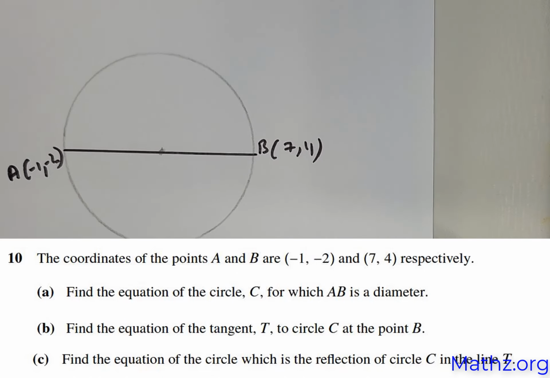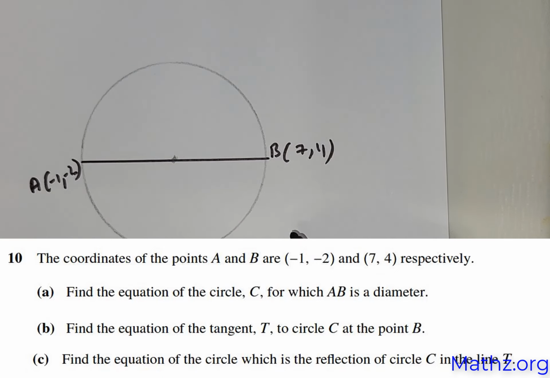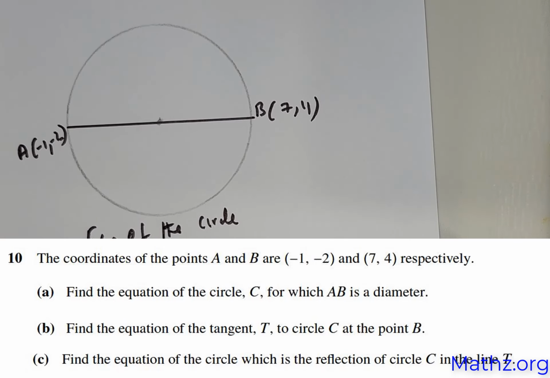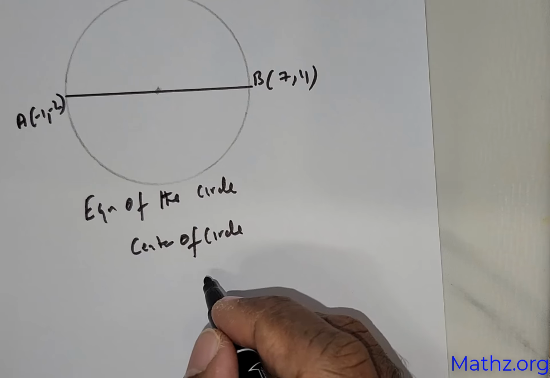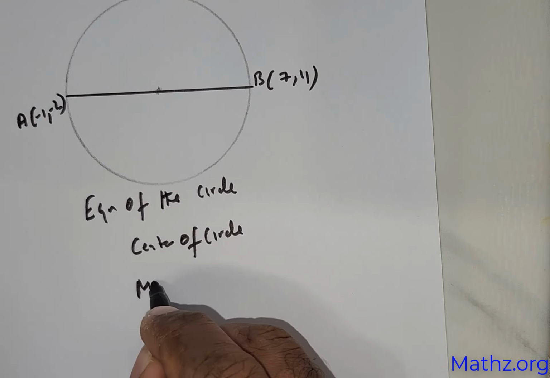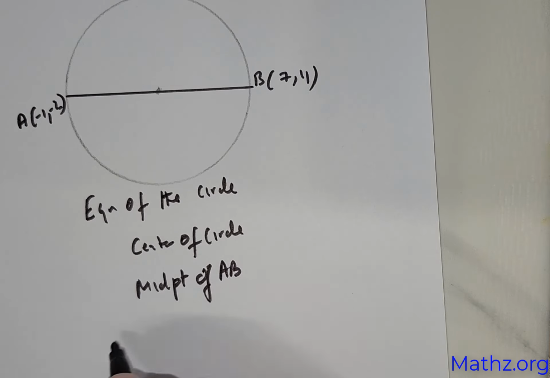Okay, so this is the next question. We've been given 2 points A and B such that AB is a diameter, right? Now we are expected to find the equation of the circle. So for that we need to find the center. So the center of the circle is required. To get that center, I would have to find the midpoint of AB.